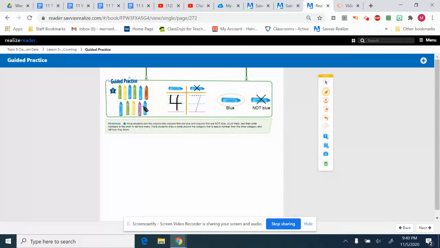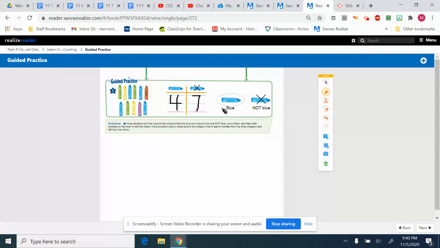There you go. All right, let's count how many are not blue. 1, 2, 3, 4, 5, 6, 7. We counted correctly. There are 7 that are not blue. All right, which group is greater?